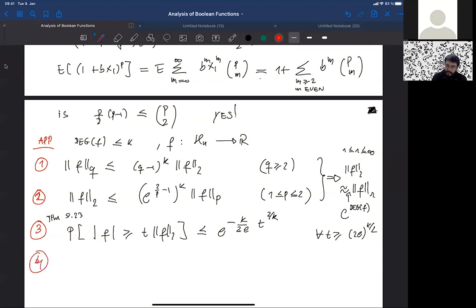And then another nice application to think about is 9.24, which is this one: the probability of f being greater than the expectation of f is greater or equal than 1/4 e to the minus 2k.